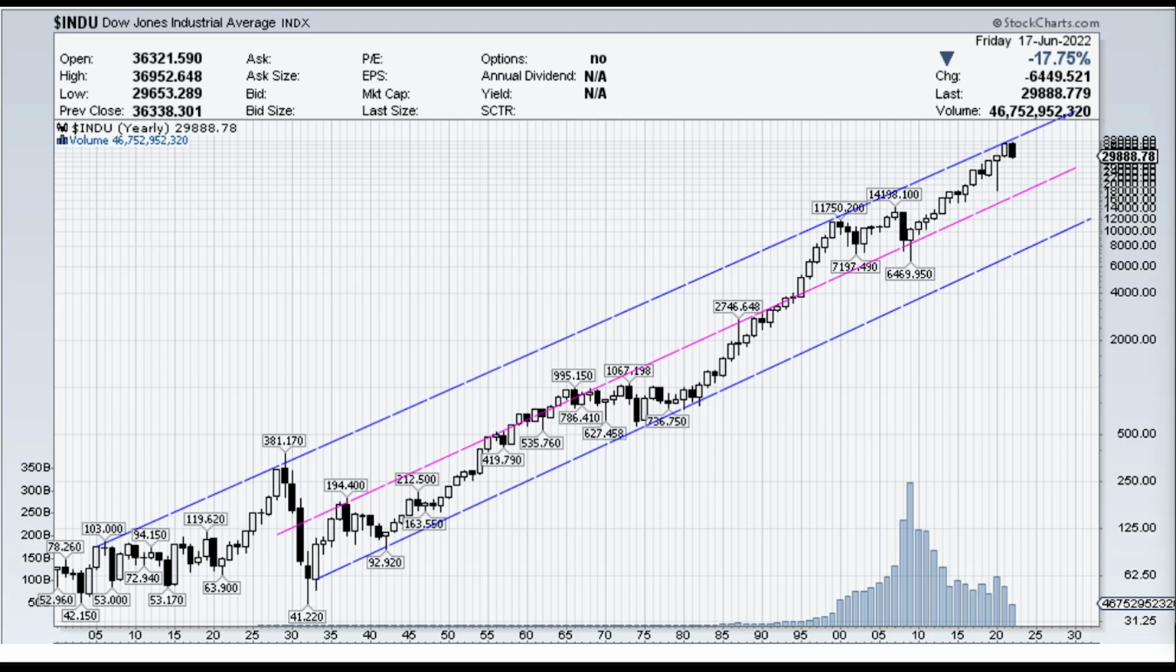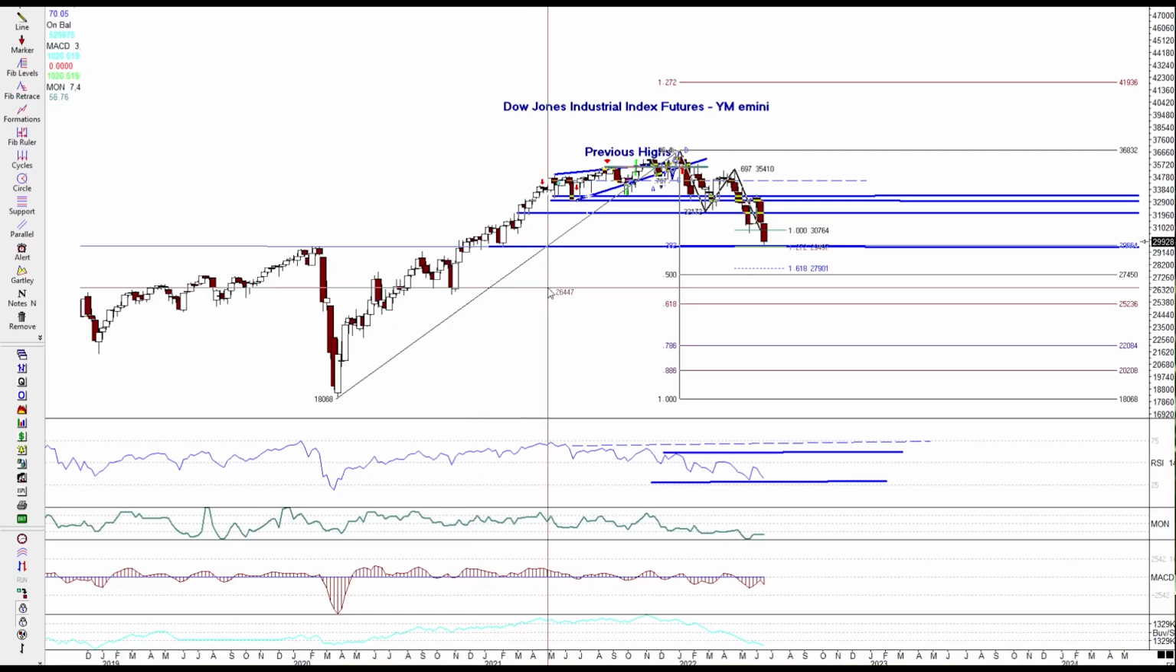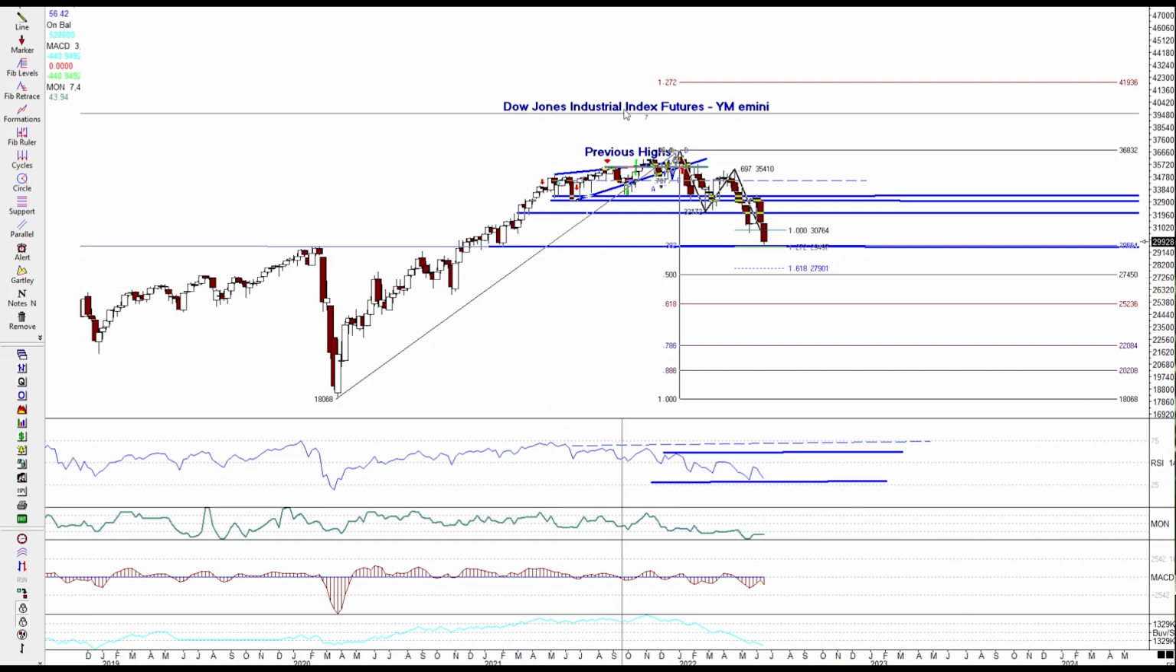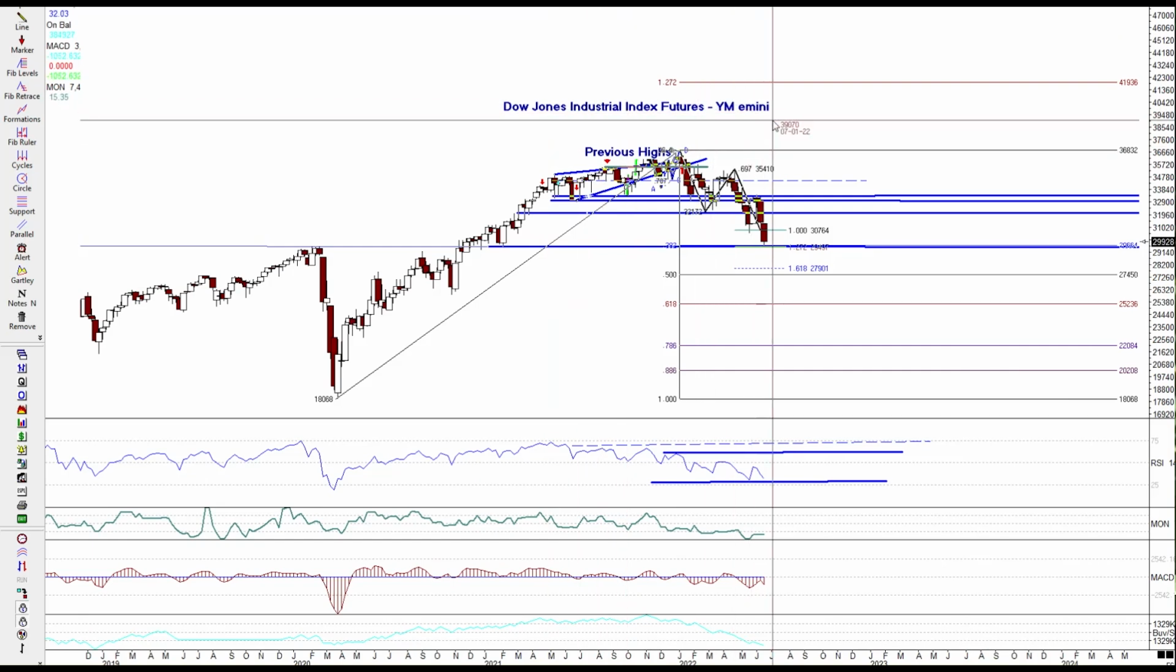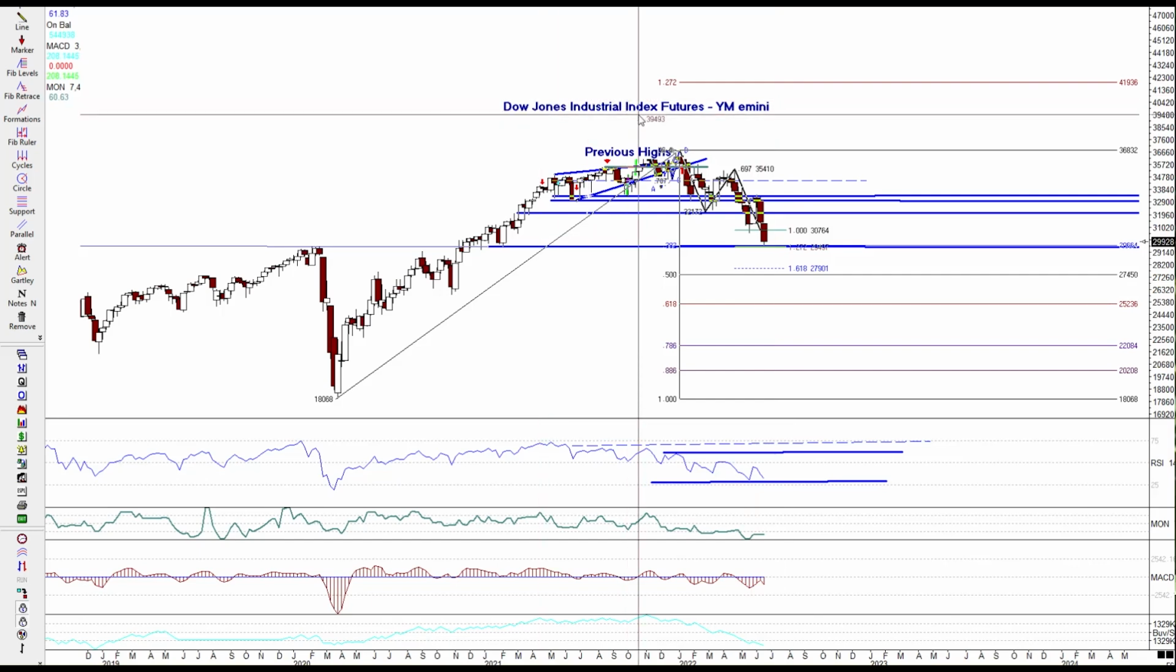So from time to time, we'll check back on this chart. But for now, let's take a look at some of the current charts. All right, let's start with the Dow Jones Industrials. I'm going to use the YM contract. That's the mini for the Dow Jones Industrials.